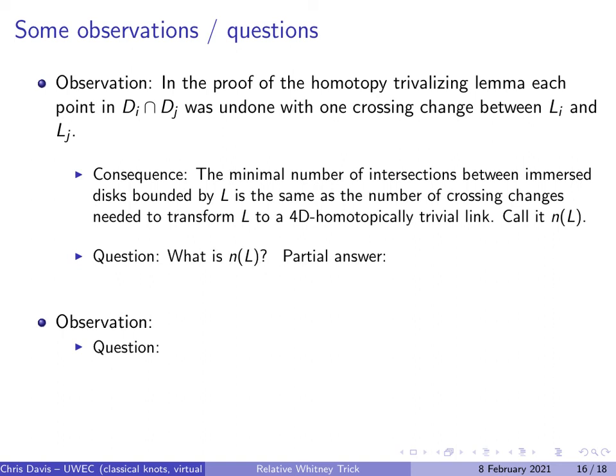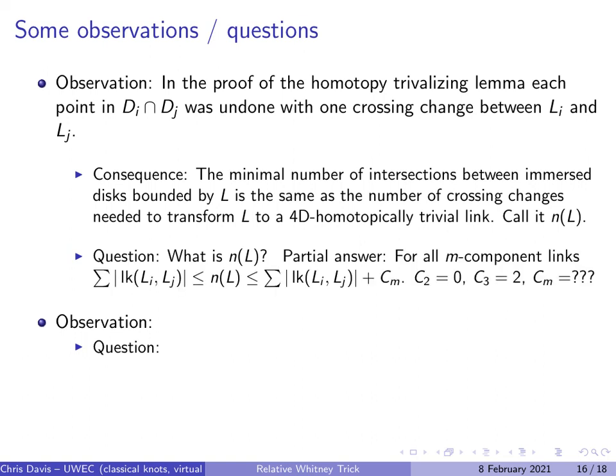Well, here's a question. What is n of L? Or maybe as an imperative, compute n of L. And there are some surprising answers that one can get. For a two-component link, n of L is the same as just the linking number. If you like, that's because you can get the linking number down to 0 by crossing changes. You can change one crossing and change the associated linking number by 1. And linking number is a complete 4D link homotopy trivial obstruction. So as soon as you get down to linking number 0, a two-component link bounds disjoint Morse disks.